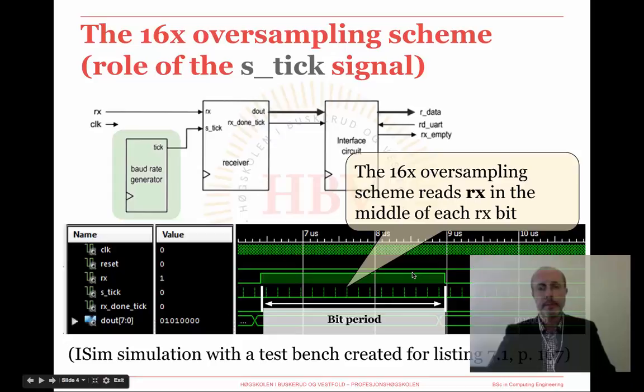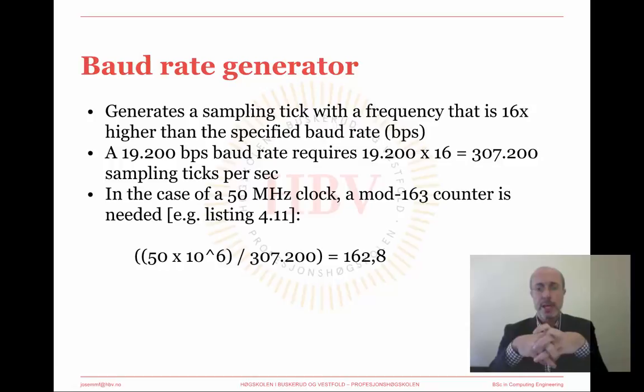Well, actually, the baud rate generator is simply a modulus n counter that generates an end of count tick, which is used as the sampling tick at the rate that is determined by the oversampling scheme used, by the system clock speed, and by the required baud rate. If we consider a baud rate of 19,200 bits per second, as indicated here, and a 16 times oversampling scheme, then we will have 307,200 sampling ticks per second.